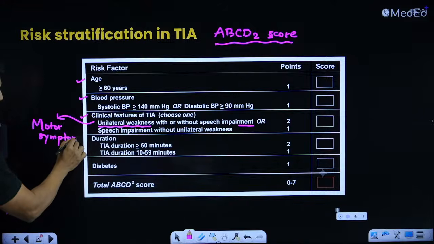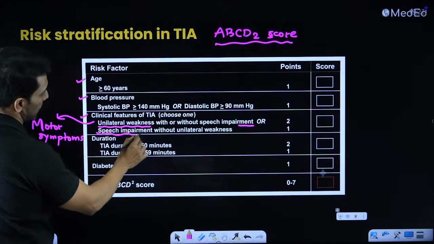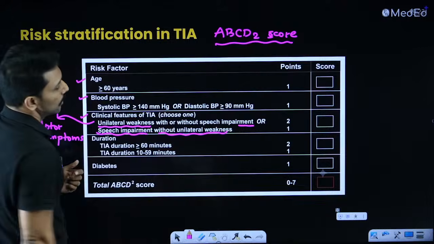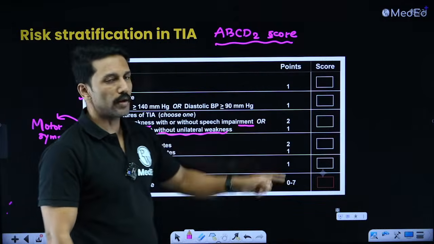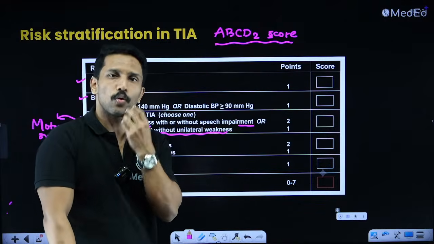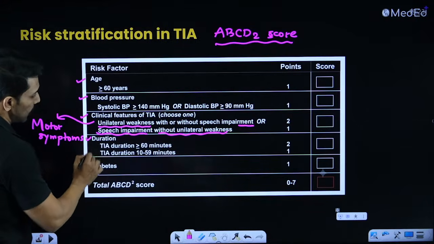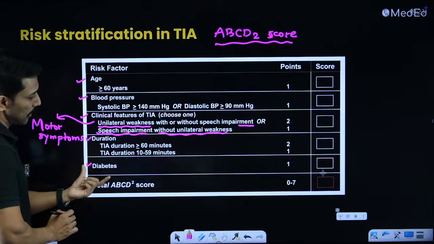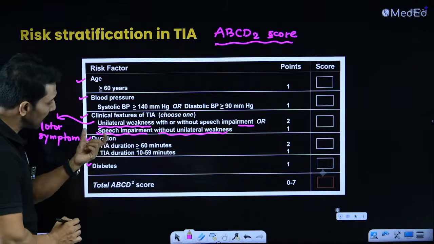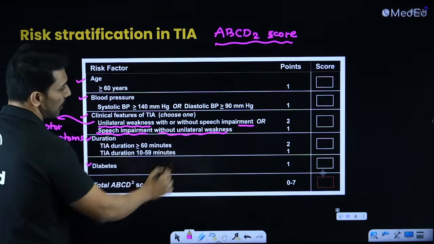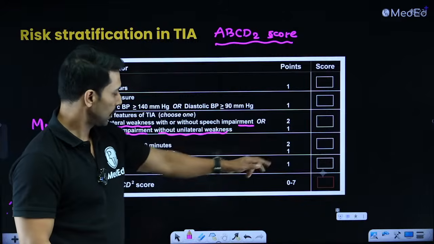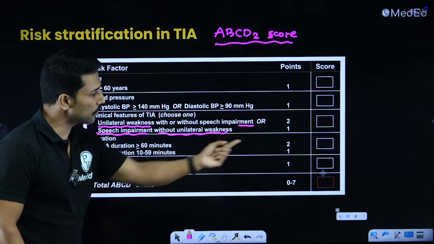And if you did not have motor symptoms, you only had speech impairment without unilateral weakness, we are giving 1 point. If you had motor weakness, 2 points. Only speech impairment, 1 point. There are two D's. One D stands for duration, the other for diabetes. So if the TIA lasted for 60 minutes or higher, we give 2 points. And if it lasted 10 to 59 minutes, we give 1 point.